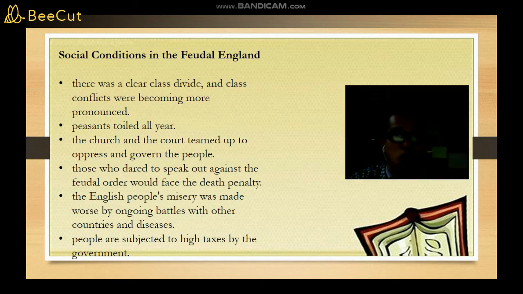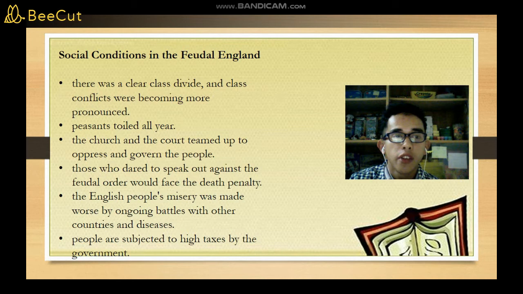Let's continue. We stop at the social conditions in feudal England. The church and the court teamed up. They joined with each other to oppress and govern the people. Those who dared to speak out against the feudal order would face the death penalty. If you could imagine, the government was so cruel.